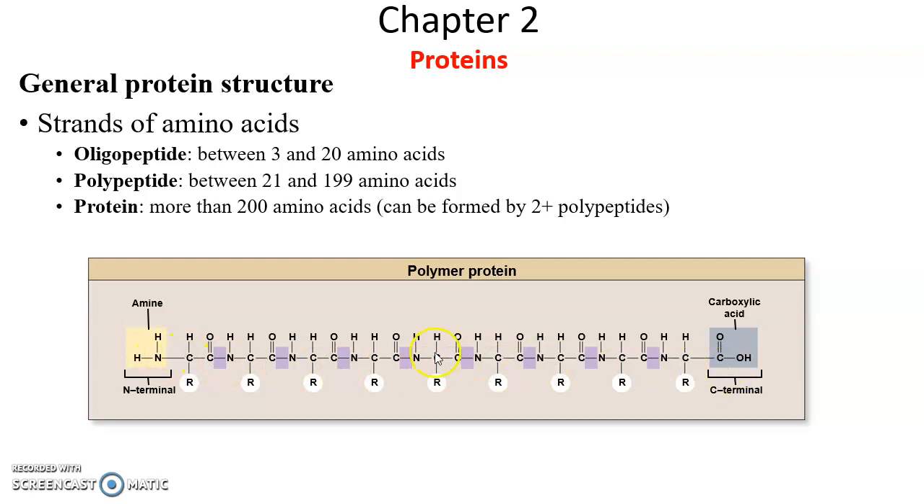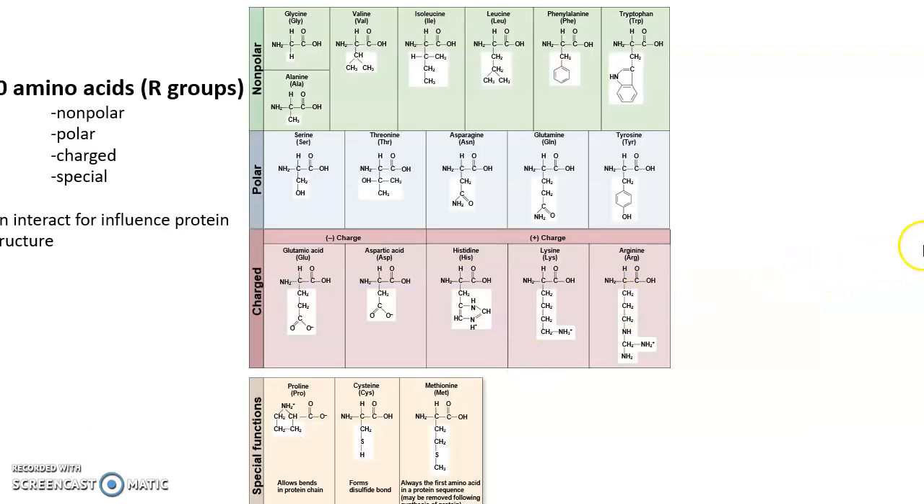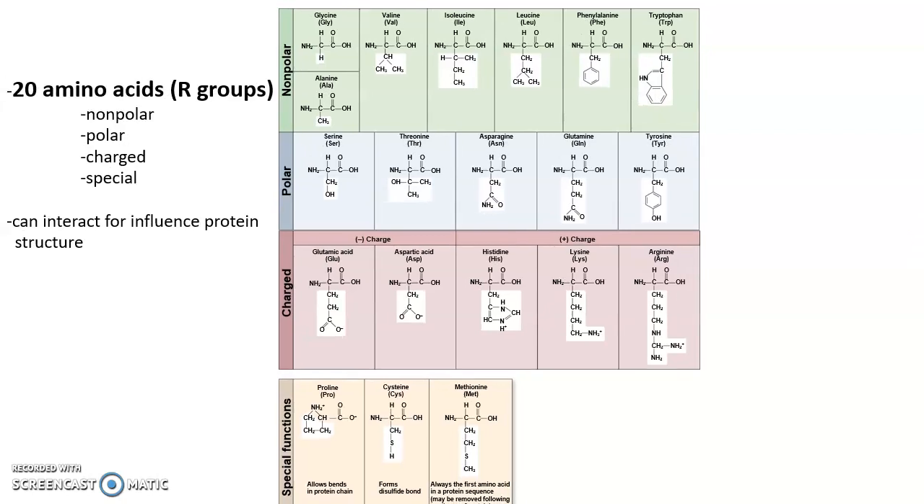And this would be an example of a, looks like an oligopeptide. Again, the amino acids have different R groups. There are 20 possible R groups. Some of them are nonpolar, some are polar, some are charged, which technically is also polar, and some have other very specific structural arrangements. And all of these can interact with each other and other parts of the polypeptide to alter the shape, influence the function of the protein. You do not need to learn the names of all of these. You just need to know that there are 20 of them that do important things.